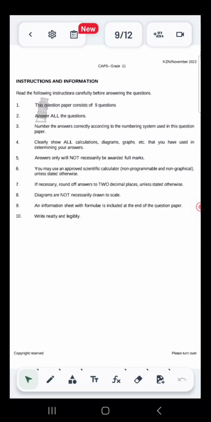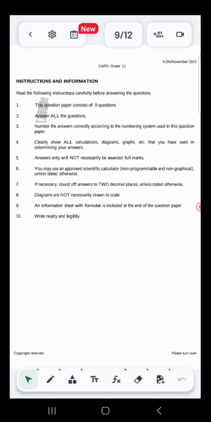You may use an approved scientific calculator if you need it, unless stated otherwise. So the questions that say without the use of a calculator, don't use a calculator. We can see the answers with the calculator as compared to the answers with understanding, because we taught this in class during the year.